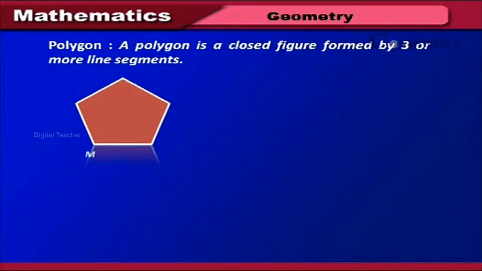Polygon. A polygon is a closed figure formed by three or more line segments. Observe the following figures.